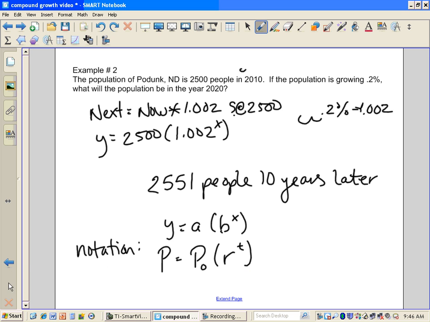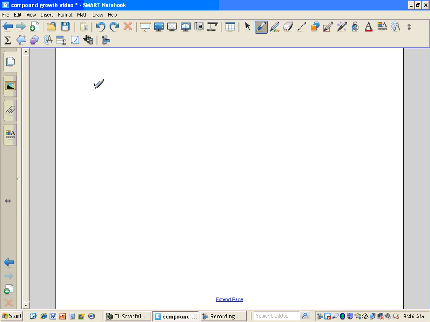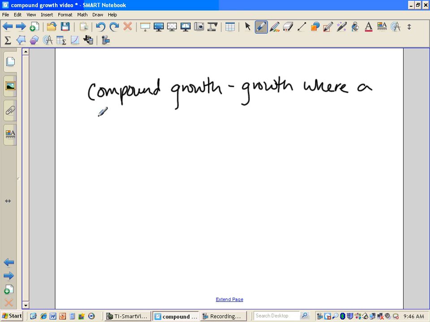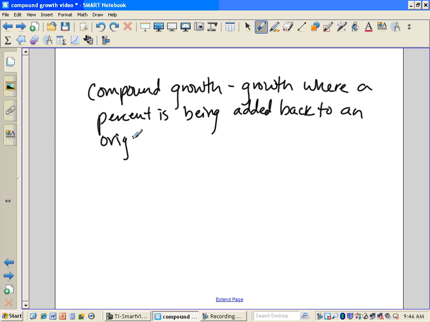You may want to go ahead and add compound growth to your vocab section. And so if you want to say that it's growth where a percent is being added back to an original amount. Okay, so go ahead and put this in your vocab on a blue sheet. Compound growth, growth where a percent is being added back to an original amount.